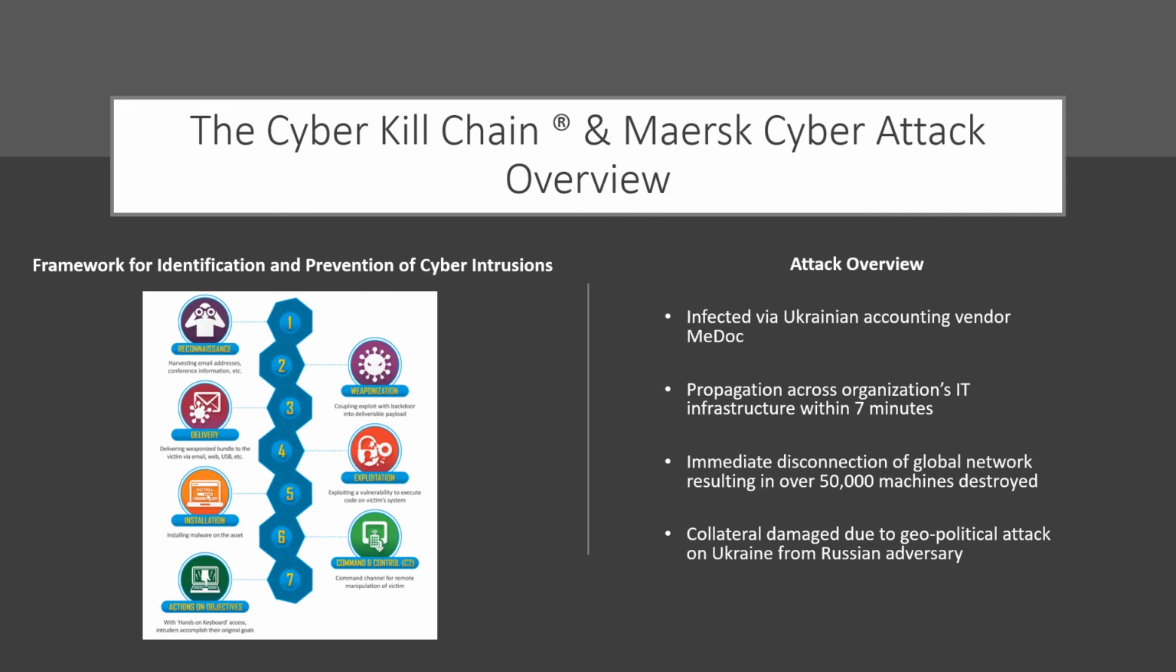The cyber kill chain provides a 7-step process that highlights the phases of an attack and include reconnaissance, weaponization, delivery, exploitation, installation, command and control, and actions on objectives. In June of 2017, Maersk, a Danish shipping company, experienced a cyber attack at a scale that had never been seen before. Infected with malware known as NotPetya, the organization suffered hundreds of millions of dollars in damages, along with other companies, as the malware wreaked havoc across the globe.